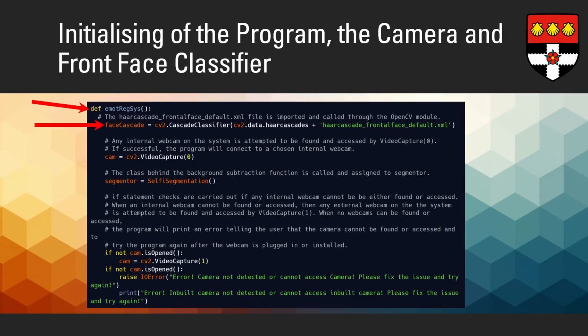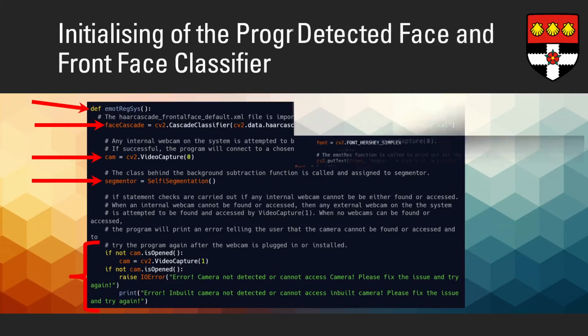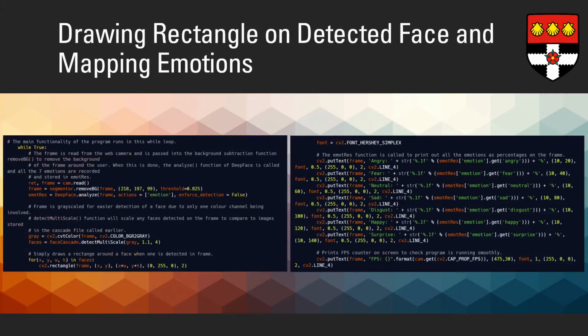The front face classifier is first called, before trying to initialize the webcam. Background subtraction is initialized as well after, but will be explained in the next slide. There is a simple check to see if the webcam has been successfully connected or not. Next, in the while loop, background subtraction is applied to the frame to remove the background around the user.